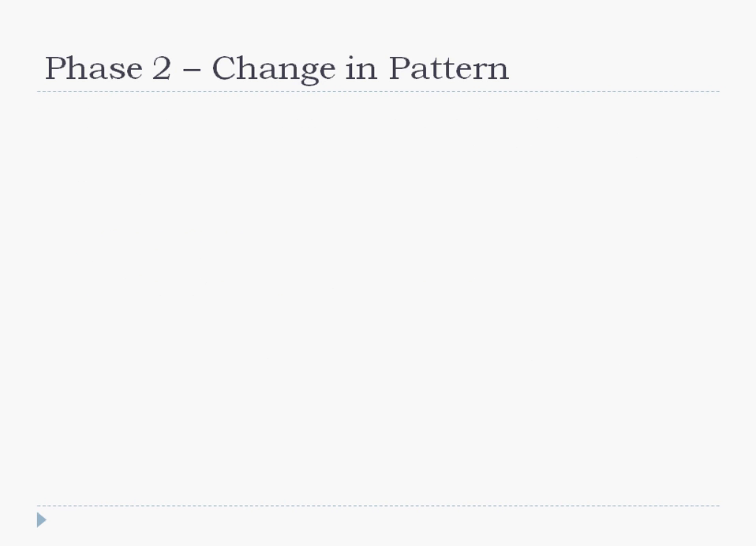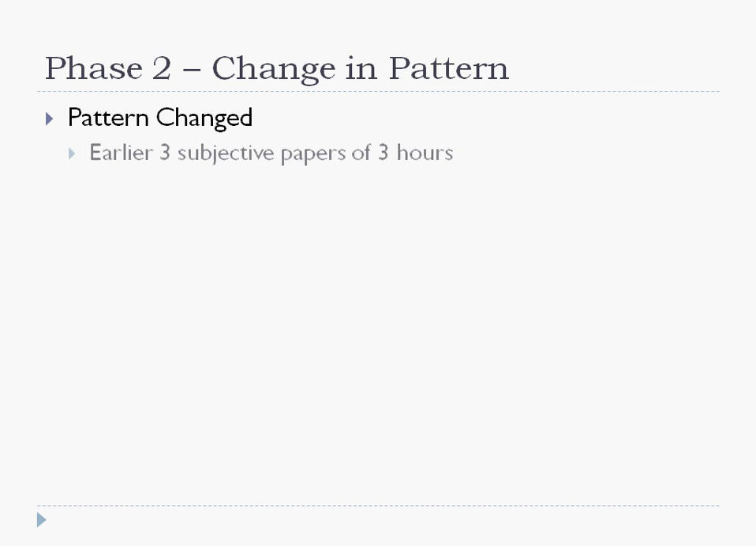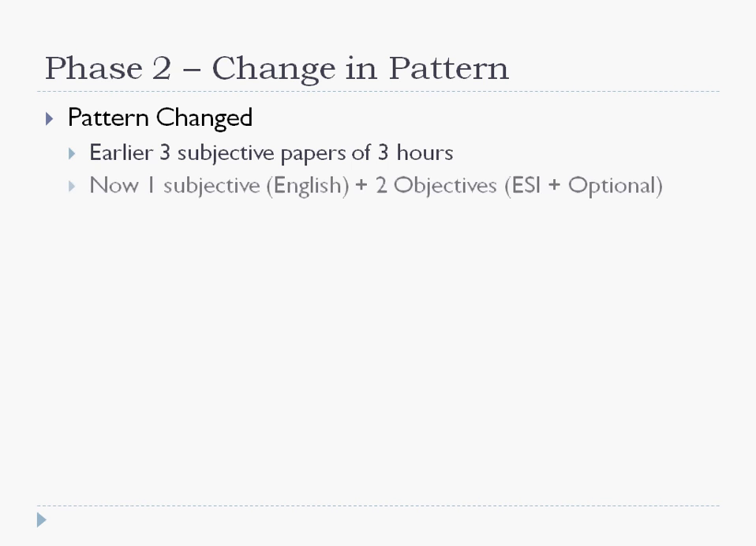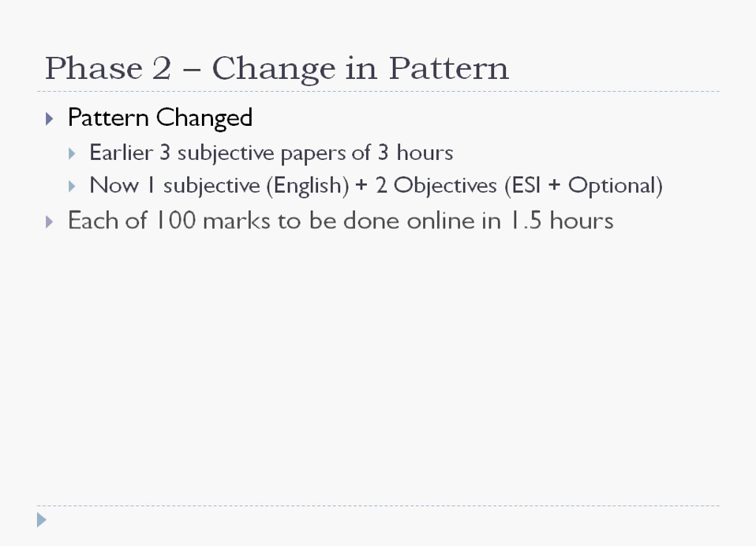Now comes the main change, which is phase 2. Phase 2 pattern has been completely changed. Earlier there were 3 subjective papers of 3 hours each, right? Now 1 subjective, which is English, and 2 objective papers. Each paper is of 100 marks to be done in 1.5 hours, which was earlier to be done in 3 hours, right? So what are the implications of these changes?